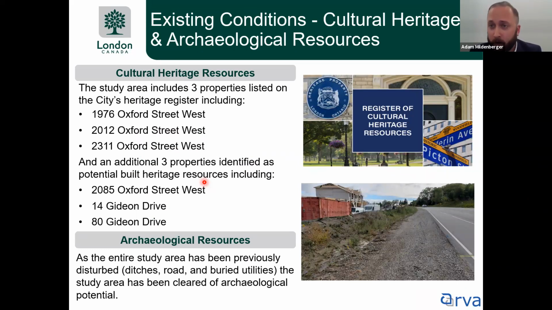With respect to the cultural heritage resources of the area, there are 3 properties listed on the city's heritage registry, and there are 3 properties identified as potential built heritage resources. With respect to the archaeological resources of the area, the entire study area has been previously disturbed, through the construction of ditches, road, and buried utilities. The study area has been cleared of any archaeological potential.